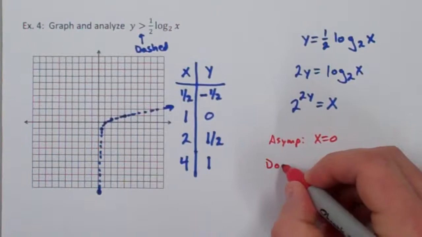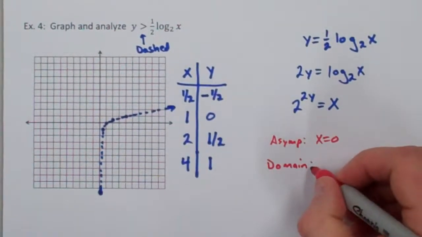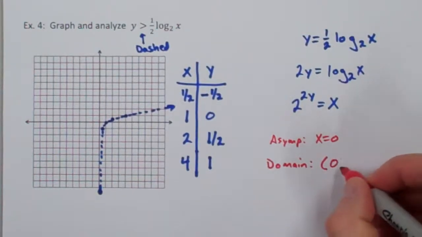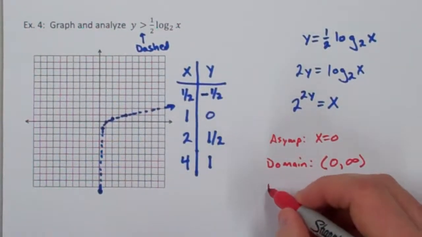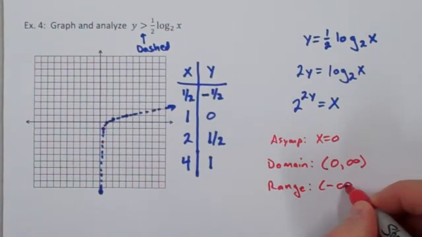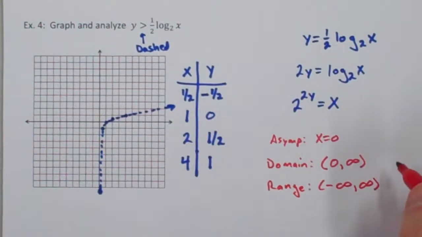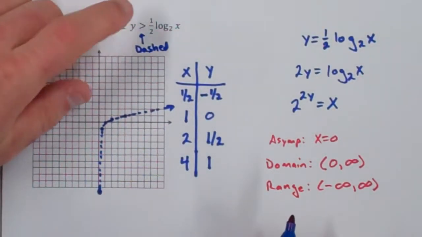Our domain will be everything that's to the right of 0, but not including 0. And our range, then, we could really have any real number, negative infinity to infinity, just the same as the other ones we've graphed before. The one thing that's different, though, is we need to shade here.